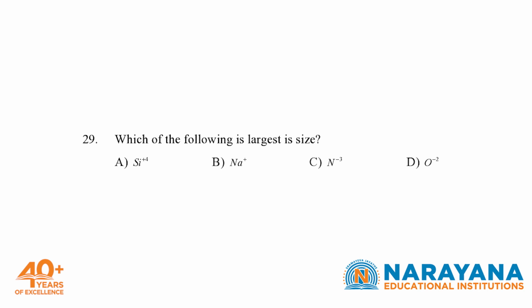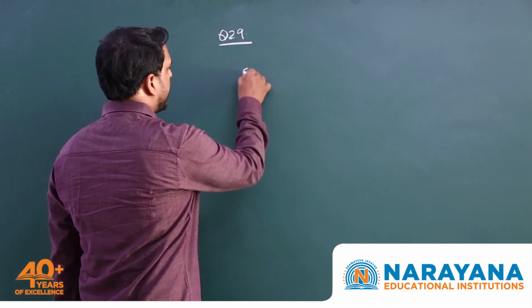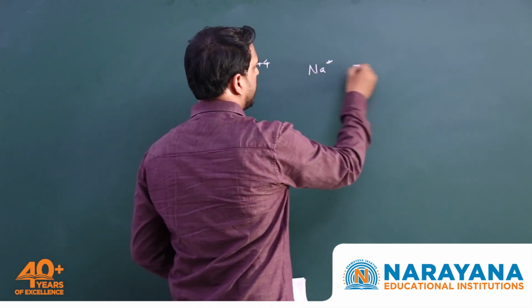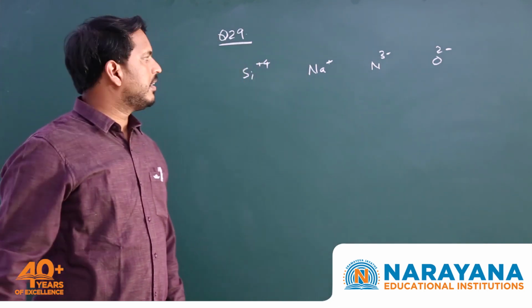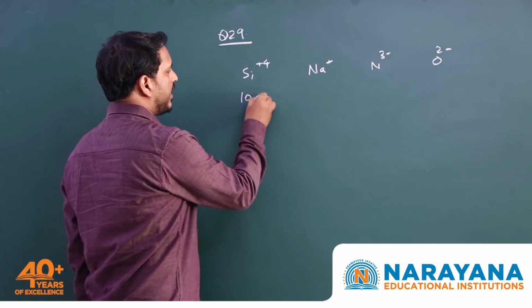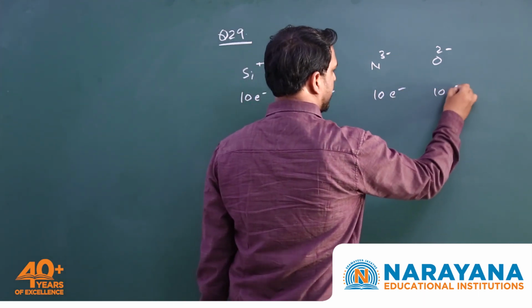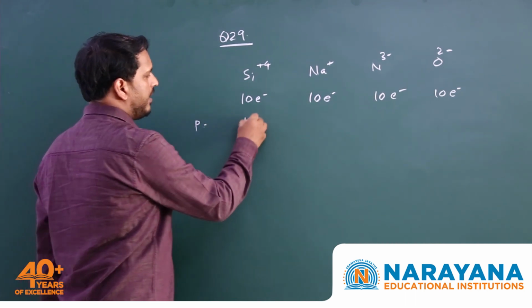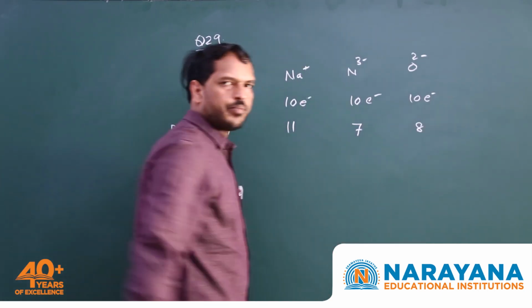Question number 29. In this question, the ion with largest size is asked. What are the ions given? Si+4, Na+, N3-, O2-. So, we know that these are isoelectronic species having 10 electrons. We can count the electrons. The number of protons in this case is 14, here it is 11, 7, 8.